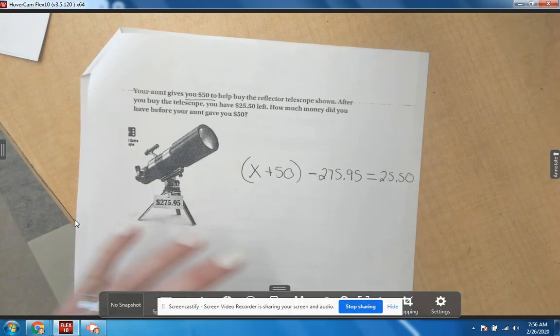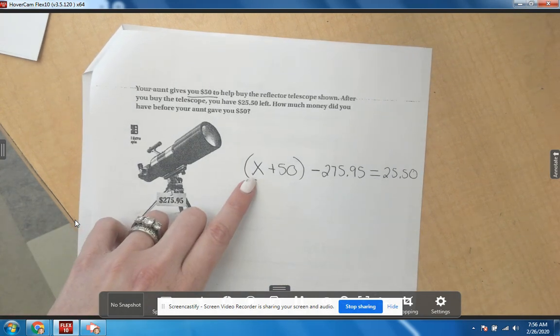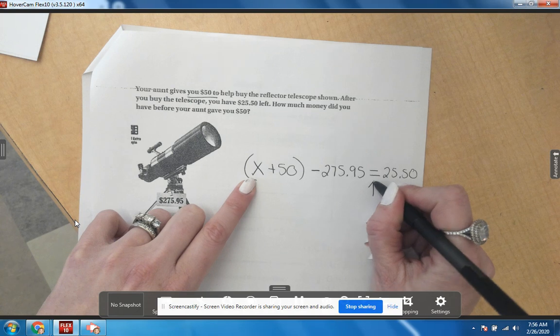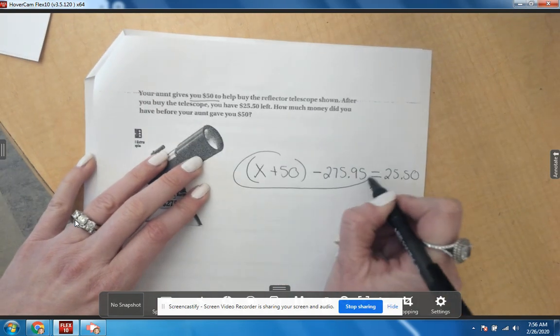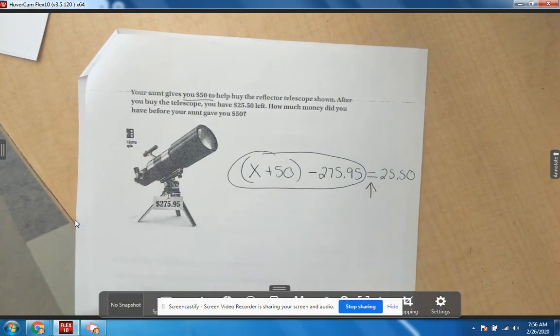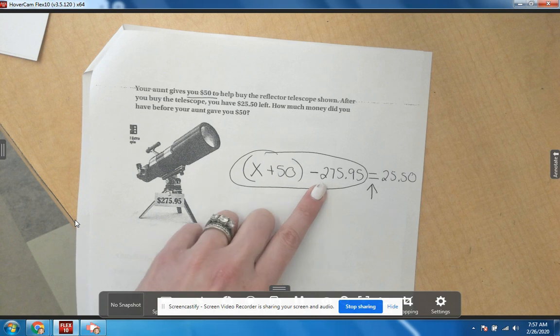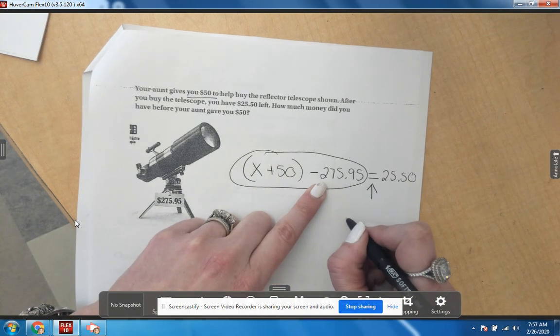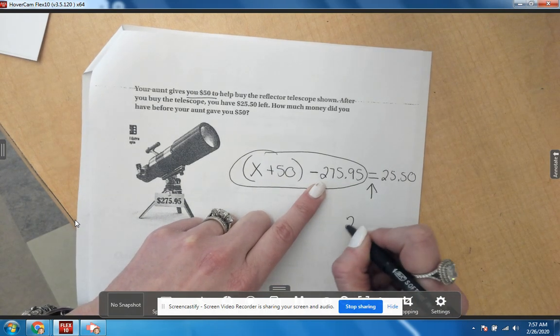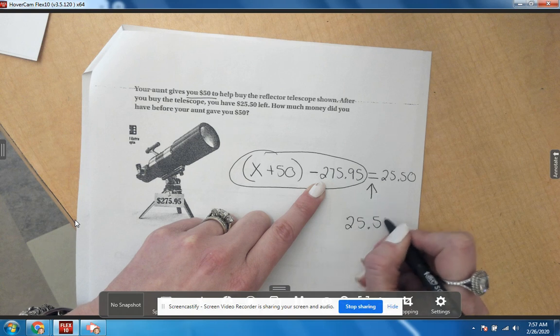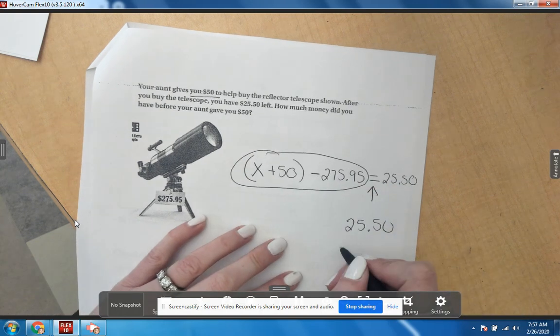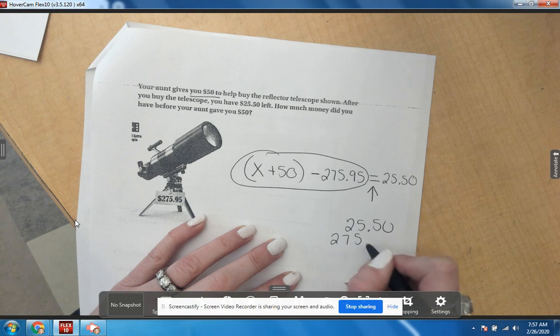So what we do is we start farthest from the variable. So I'm going to find my middle of the problem. I'm going to circle my side with the letter, which is this entire thing. We're going to do whatever's furthest from the variable, which is this. The opposite of taking away $275.95 is adding $275.95. So you would be doing this on the other side, but I don't really have room, so I'm just going to do it down here.